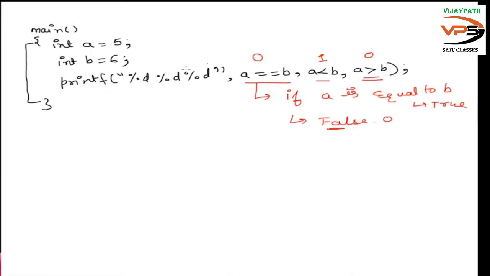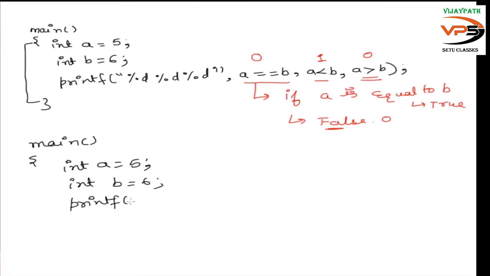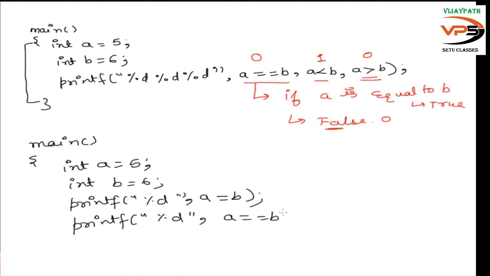Now let us suppose we are having this statement: main, int a is equal to 5, int b is equal to 6, and I am doing printf %d, a equals b, and in the next statement I have printf %d, a double equals b, right? Now let us suppose we are having this program.